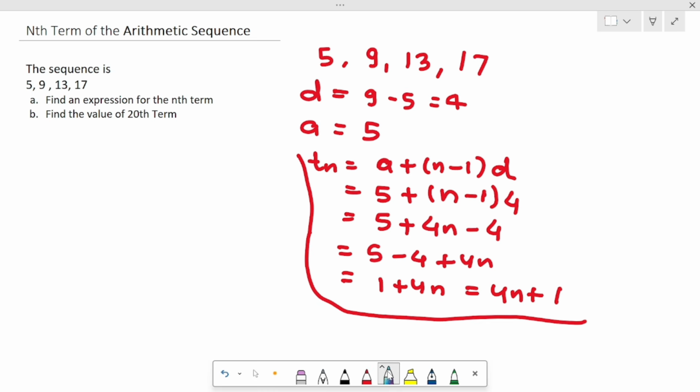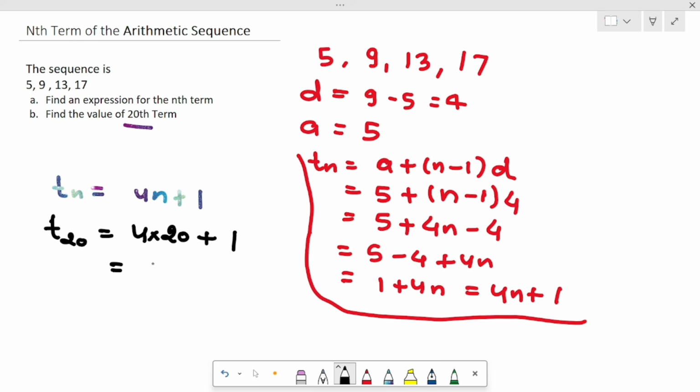Now they are asking to find the 20th term. We have Tn, which is 4n plus 1. What we have to do is simply replace n with 20. 4n means 4 multiplied by n, so 4 multiplied by 20 plus 1. 4 into 20 is 80, plus 1. So this is going to be 81. This is our answer for the second part of the nth term of an arithmetic progression.